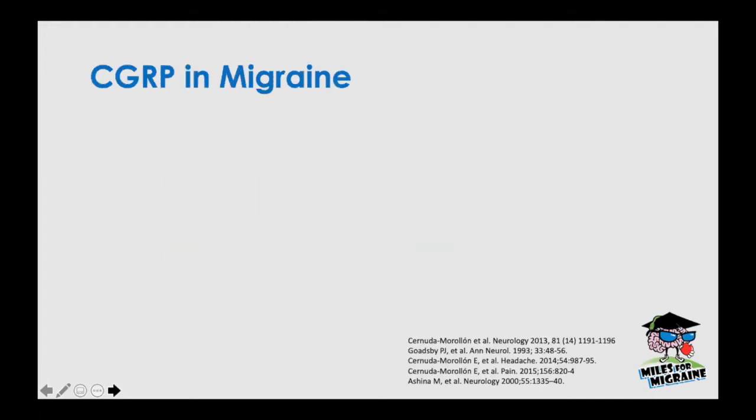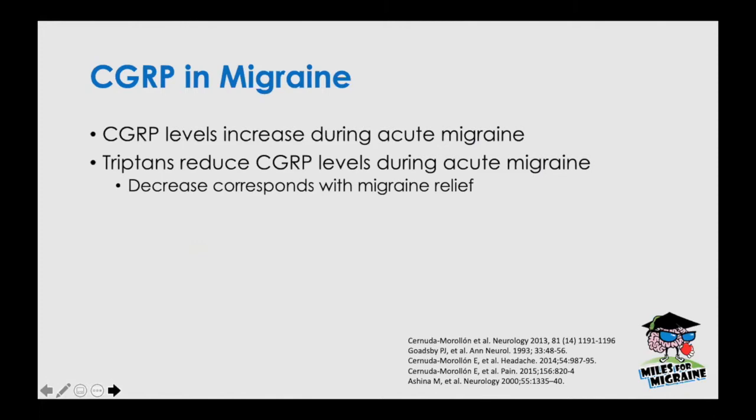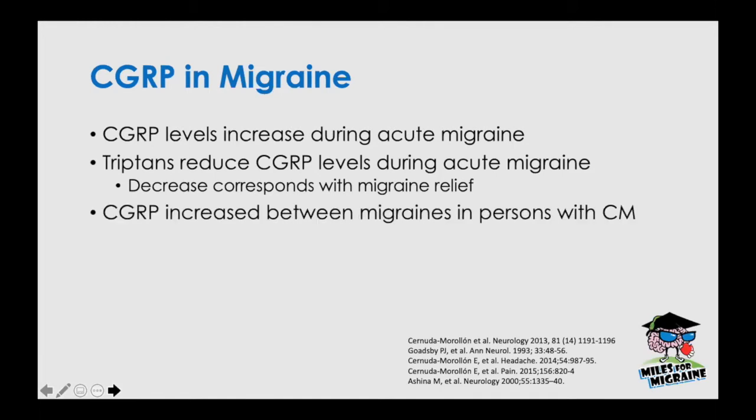So CGRP in migraine, it actually is increased during an acute migraine attack, like I discussed earlier. Triptans, as we found after the discovery of CGRP, reduce the levels of CGRP during an acute migraine. And then that decrease directly corresponds with migraine relief. And then CGRP also increases between migraines in persons with chronic migraines.